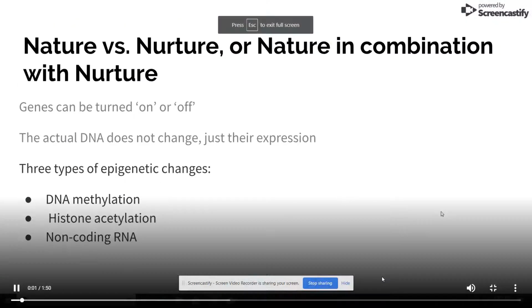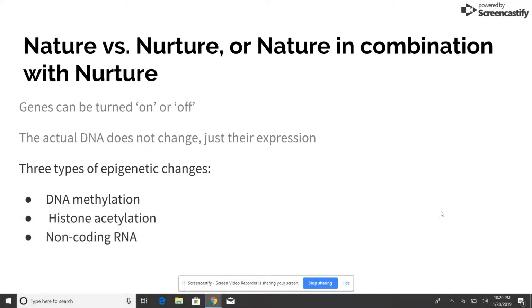Normally the argument is on nature versus nurture, but today we're going to talk about epigenetics, or nature in combination with nurture. Epigenetics is when the gene expression changes, but the actual physical DNA does not change. Genes can be turned on or off when we're talking about epigenetics. On can also be called activation, and off can also be referred to as repression or gene silencing.